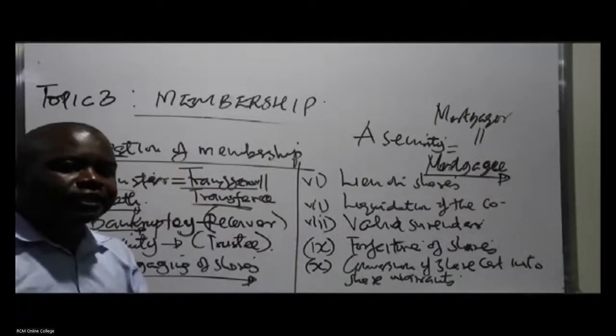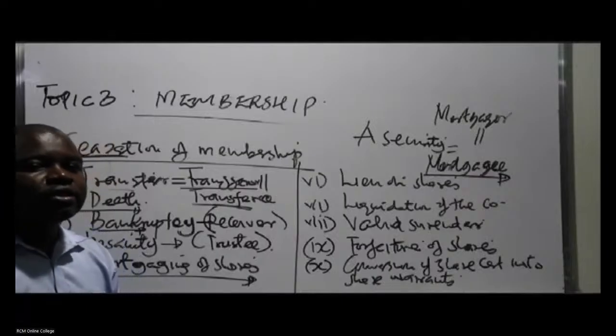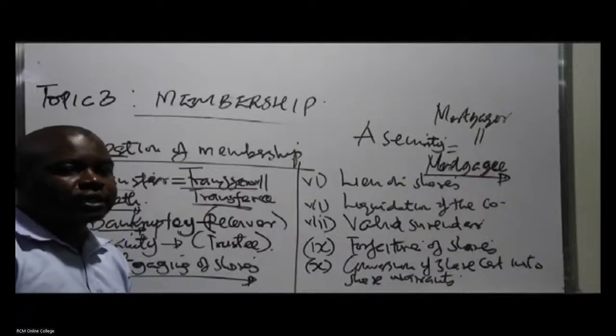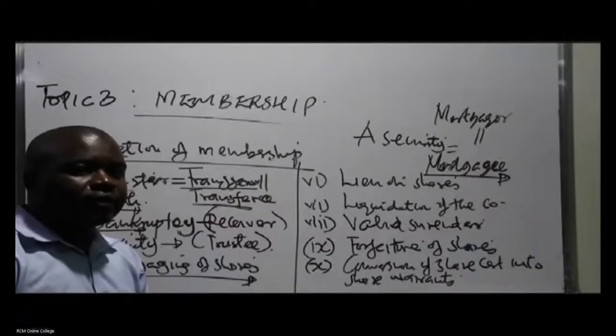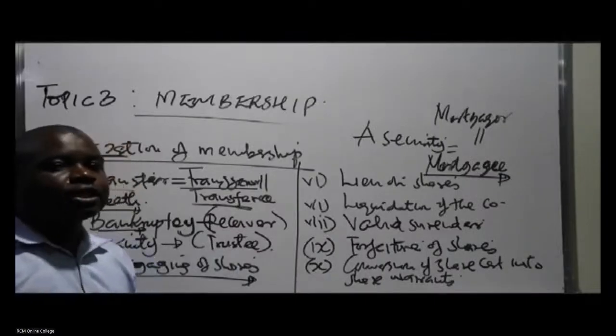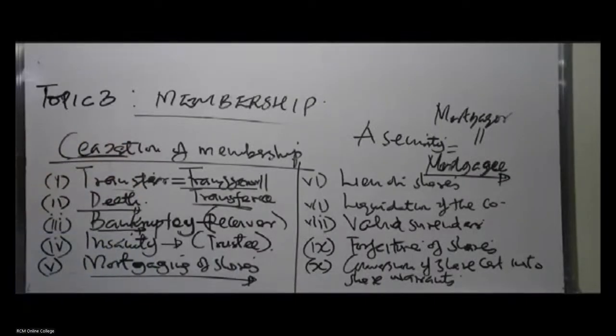He has mortgaged the shares as a security for a loan. And maybe he defaults. If he ends up defaulting, the lender, who is the mortgagee, can take over the shares, and eventually it means the mortgager, the borrower, the shareholder will lose membership of the company. So that's what happens under mortgaging.